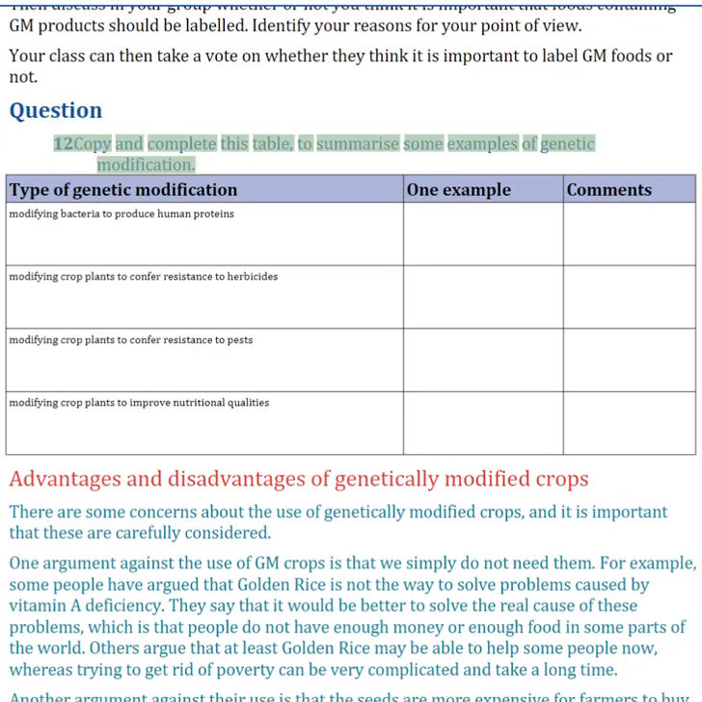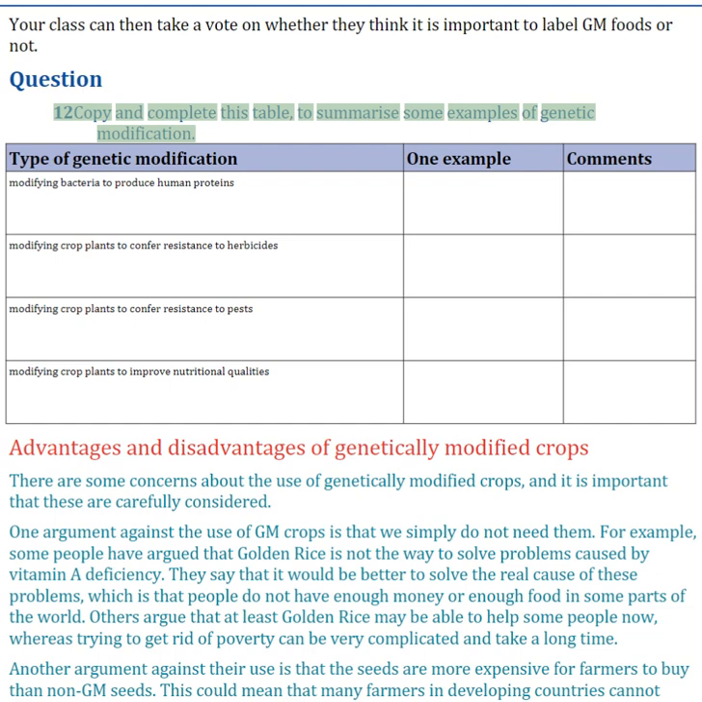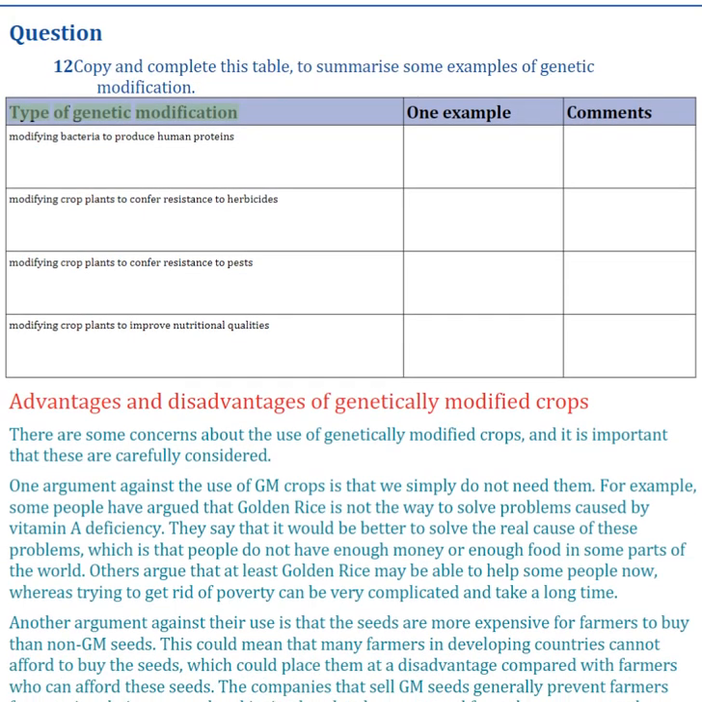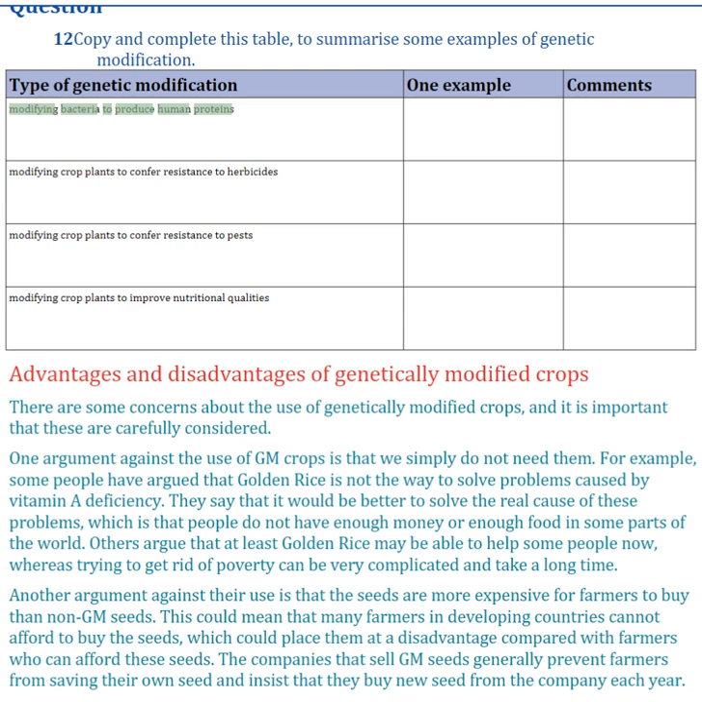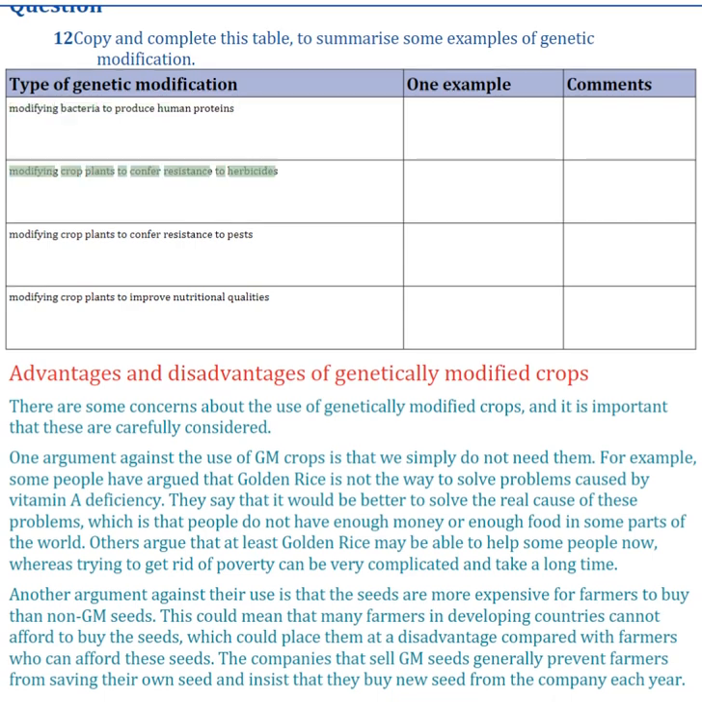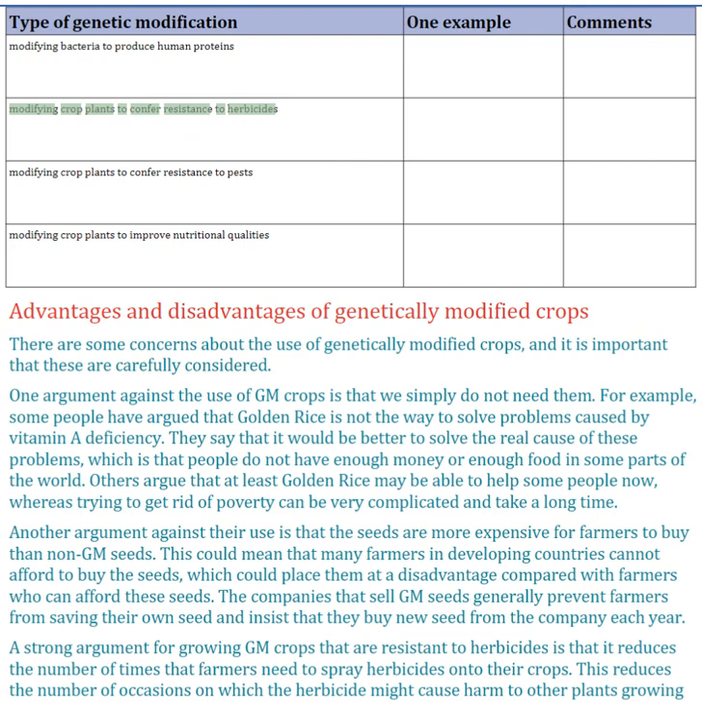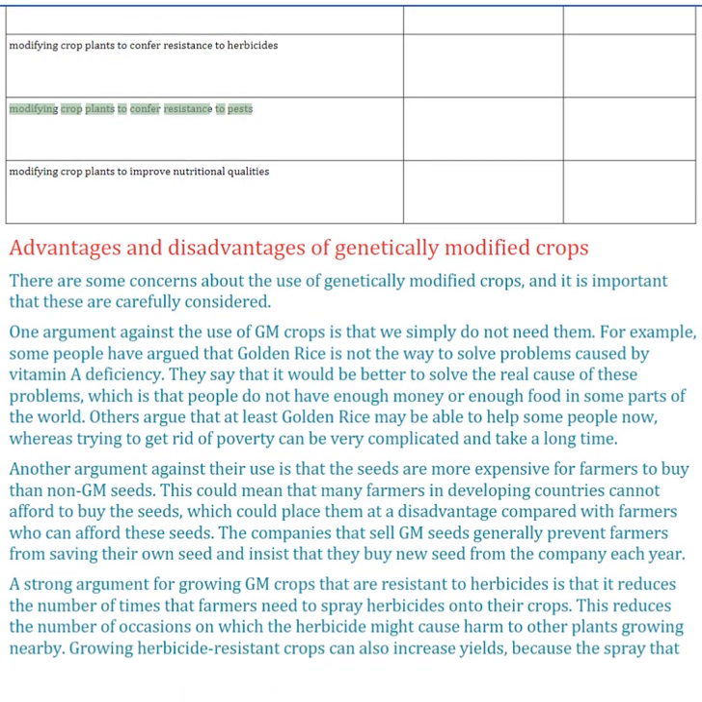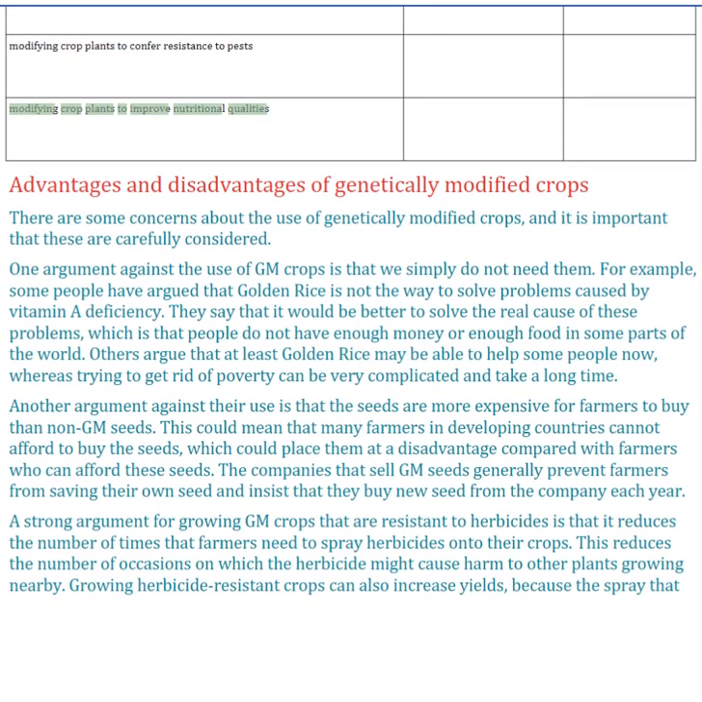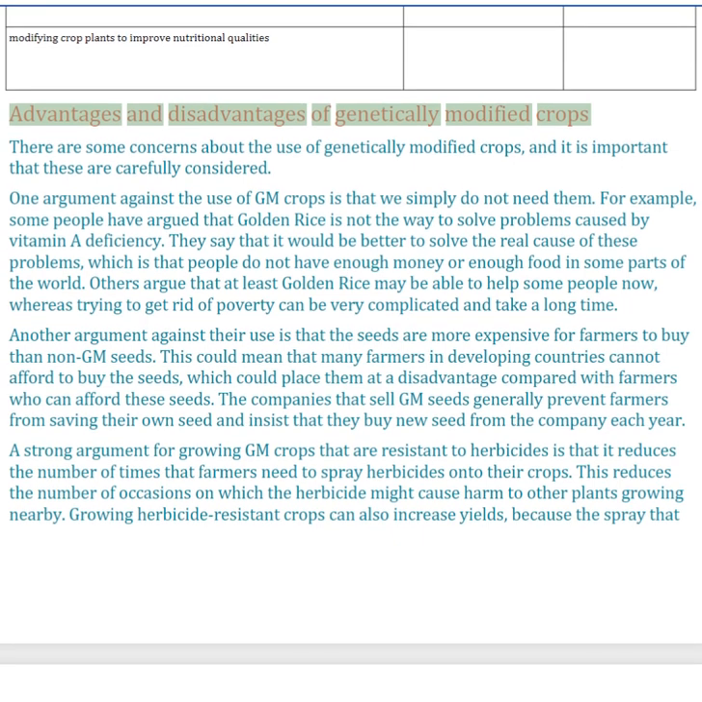Question 12. Copy and complete this table to summarize some examples of genetic modification. Type of genetic modification, one example, comments. Modifying bacteria to produce human proteins. Modifying crop plants to confer resistance to herbicides. Modifying crop plants to confer resistance to pests. Modifying crop plants to improve nutritional qualities. Advantages and disadvantages of genetically modified crops.